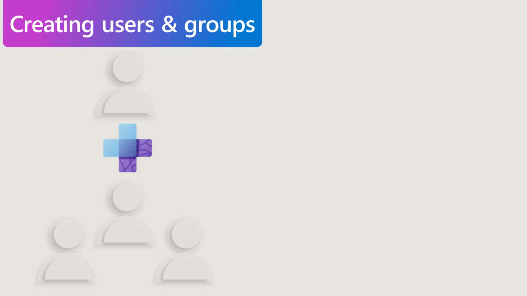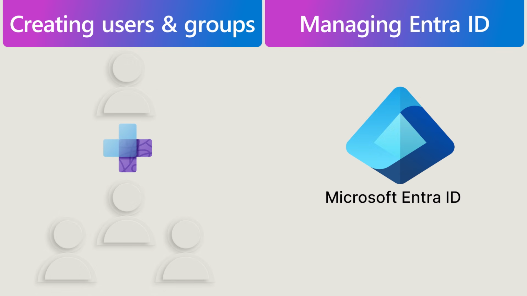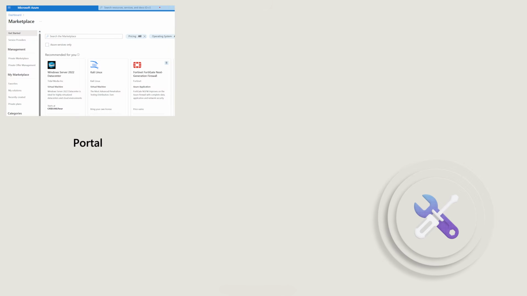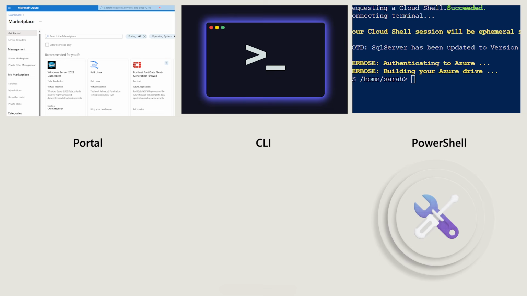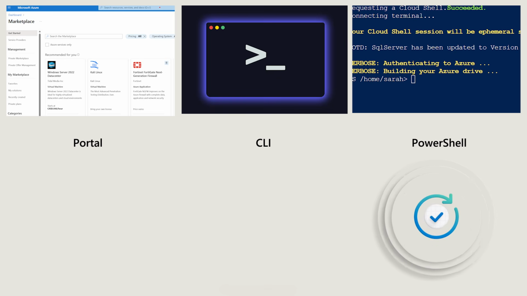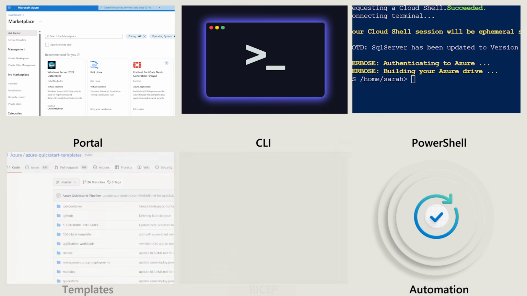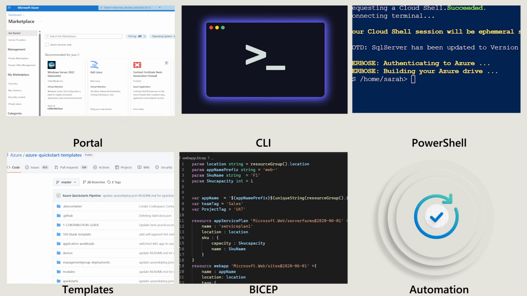We delve into creating users and groups and managing Entra at a high level. We'll explore various tools for deploying services such as the portal, CLI, and PowerShell. As administrators, automation is key, and that's where the discussion on templates and Bicep will truly excite you. Now, Fabrikam is ready to start building workloads, but hold on. Before you can do that, networking is a massive discussion that needs to happen first.